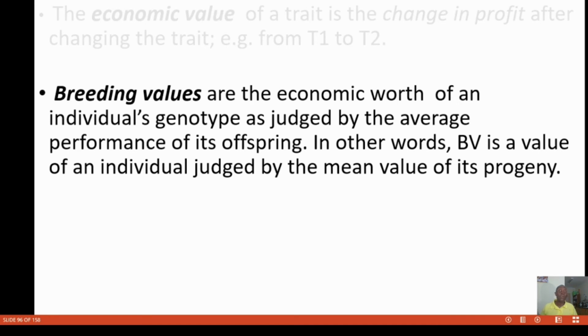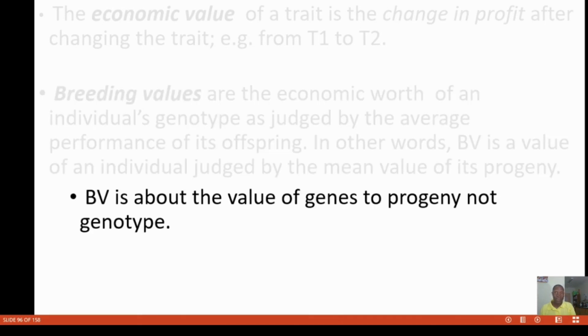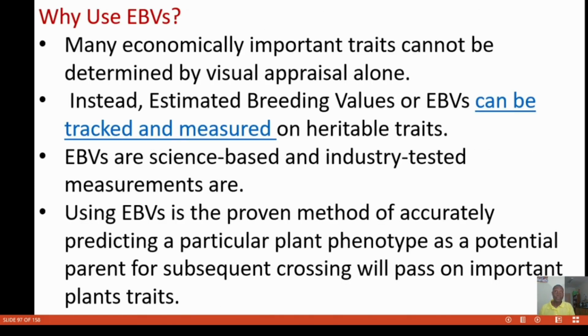So breeding values are the economic worth of an individual genotype, and they are judged by the average performance of the offspring. In other words, BV is the value of an individual judged by the mean value of its progeny. So the BV is about the value of genes to the progeny, not to the genotype. We have reasons for using EBVs here. Many economically important traits cannot be determined by visual appraisal alone. Instead, estimated breeding values can be tracked and measured on heritable traits.